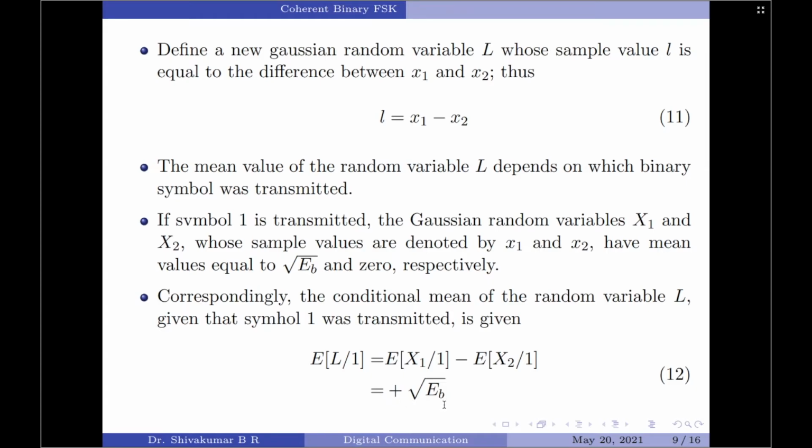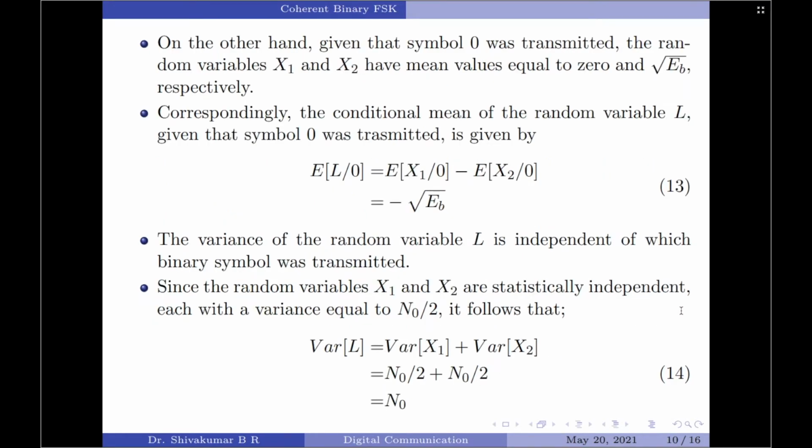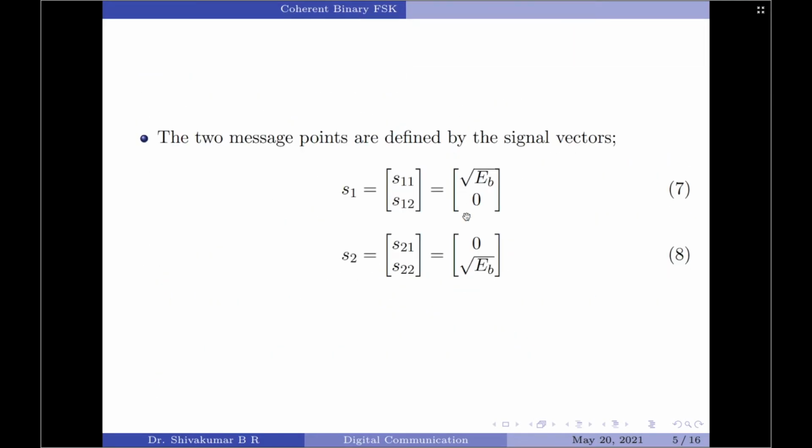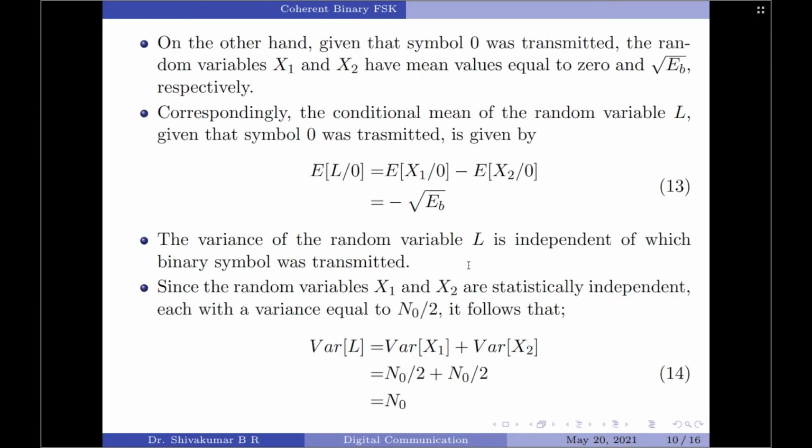In a very similar fashion, we can also find out the conditional mean of the random variable L when symbol 0 is transmitted, which is given here. Please note, expectation of capital L given 0 is equal to expectation of x1 given 0 minus expectation of x2 given 0. In order to fill in values here, I will once again go back to the vector S2, where S21, S22 are 0 and root EB. So, I will substitute these as 0 and root EB. So, this is 0, this is root EB. So, the mean of the random variable L given symbol 0 was transmitted is equal to minus root EB.